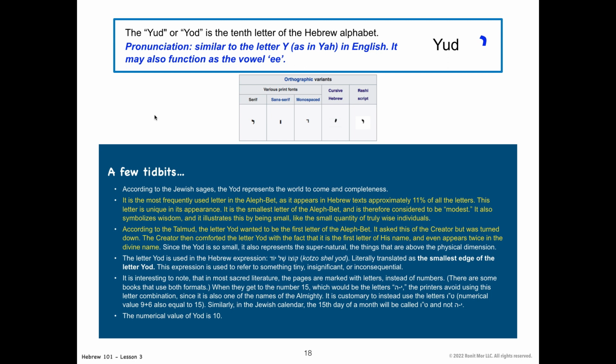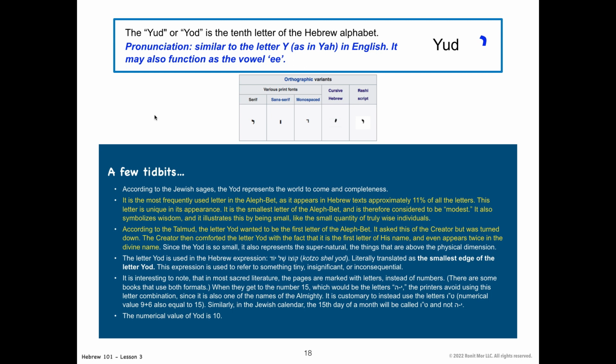This expression is used to refer to something tiny, insignificant, or inconsequential. It is interesting to note that in most sacred literature, the pages are marked with letters instead of numbers. There are some books that use both formats.